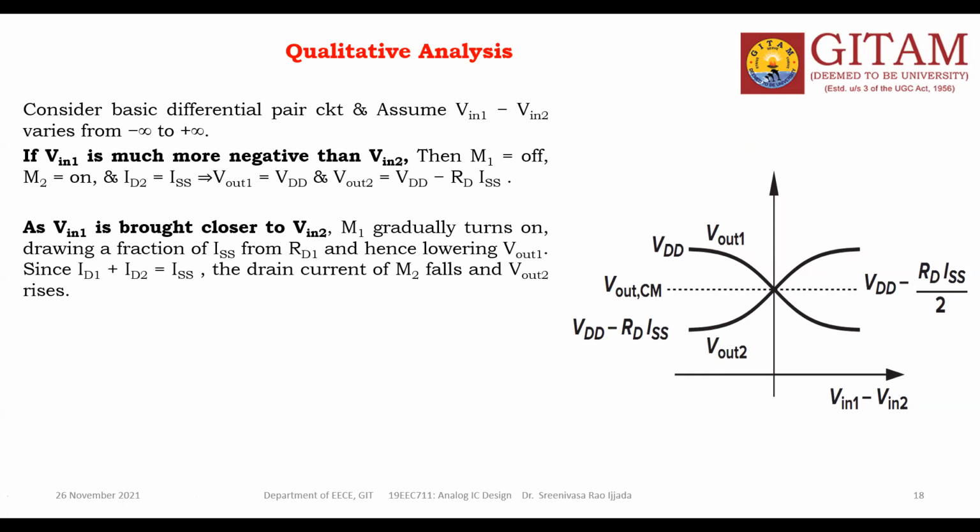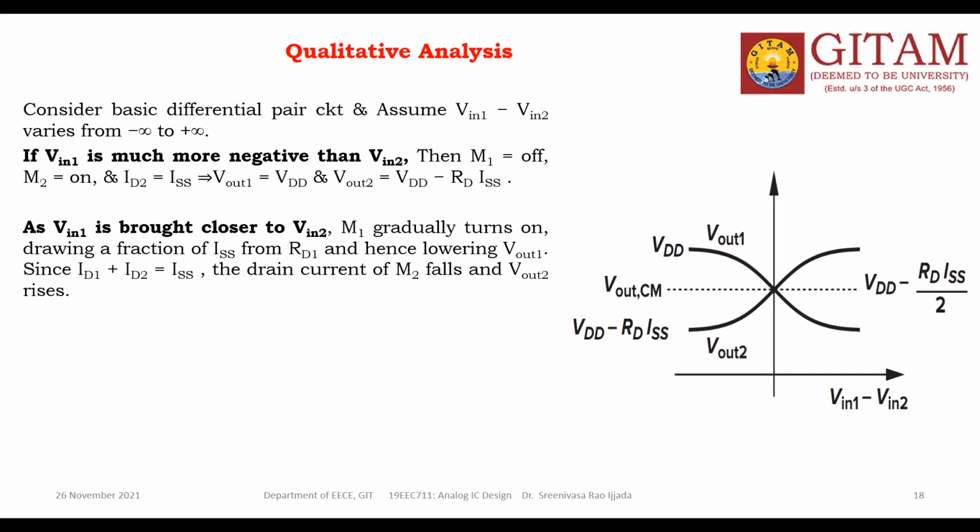First case is Vin1 is much more negative than Vin2. Second case is Vin1 is brought closer to Vin2, but not close. Whenever Vin1 is approaching towards the positive, then M1 starts conducting. Then the current is going to increase, then the drop across the RD increases, then Vout1 is going to decrease, because earlier it was VDD, the highest value.